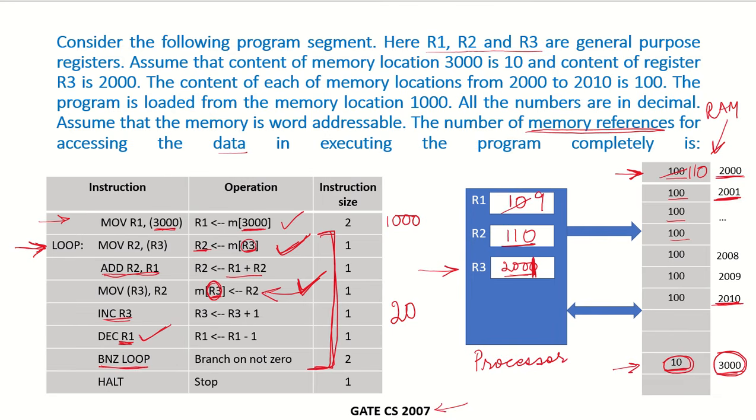Apart from that, there was one memory access before the start of the loop. So 20 plus 1, which is equal to 21. So the total number of memory references for accessing the data for this particular program segment will be 21.